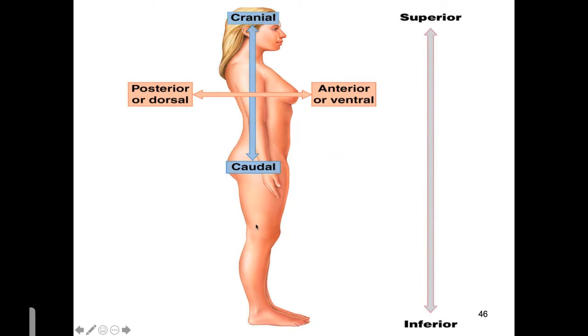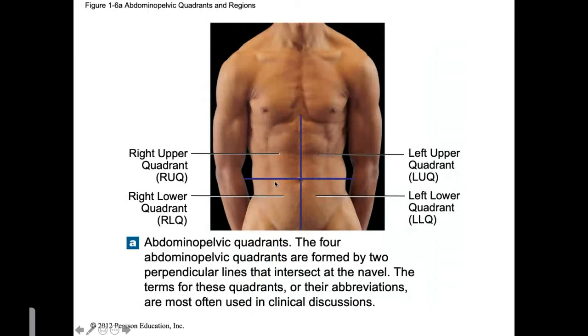Where do we use proximal and distal? When we're talking about the extremity. When you're talking about head to tail, now it's cranial to caudal. Okay? Or cephalic and caudal, both the same. Caudal means tail. Proximal, distal. We're talking about the upper extremity, proximal to distal.